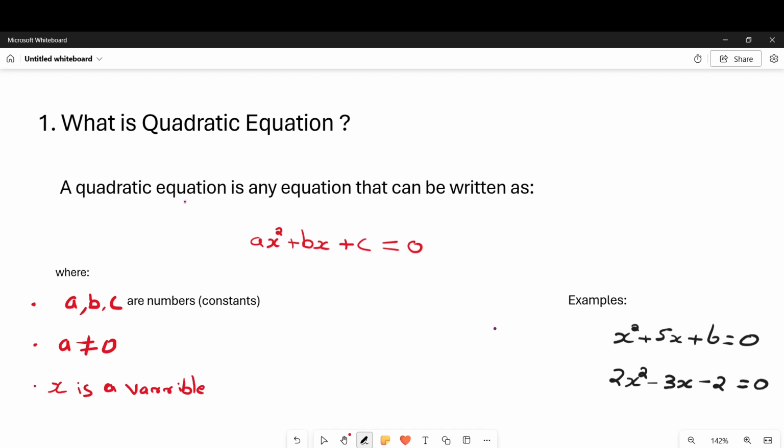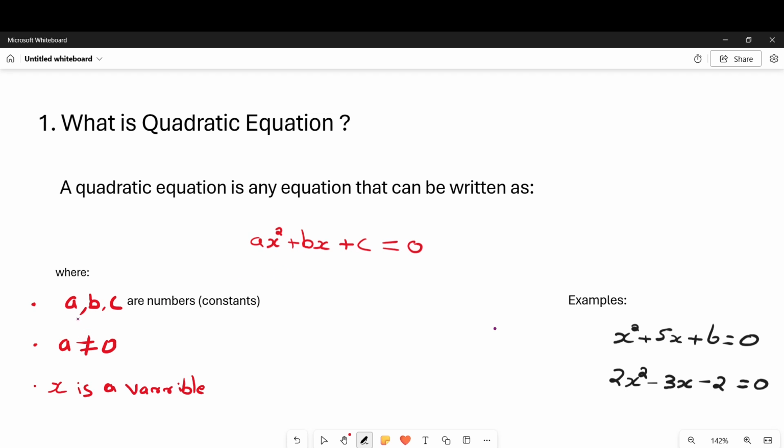A quadratic equation is any equation that can be written in the form ax² + bx + c = 0. Here one thing we need to notice is that the variable's degree should be second degree, so it should be 2. It should not have x³ or x⁴; then it will not be called a quadratic equation. The equation should be written in exactly this form, then only can you call it a quadratic equation.